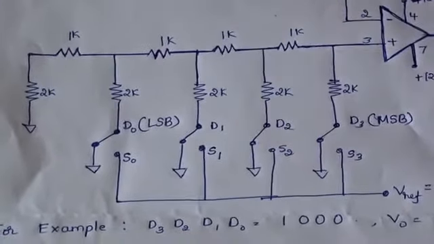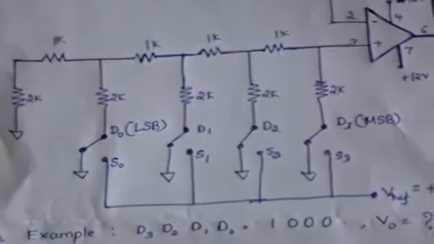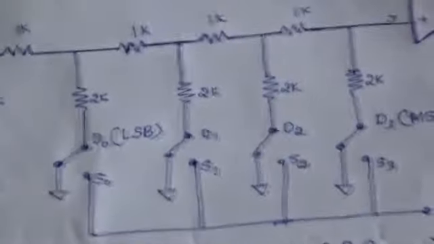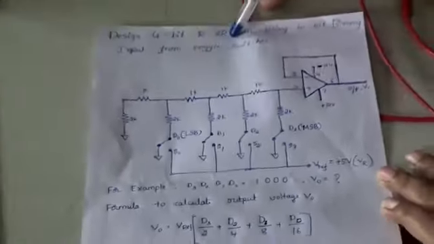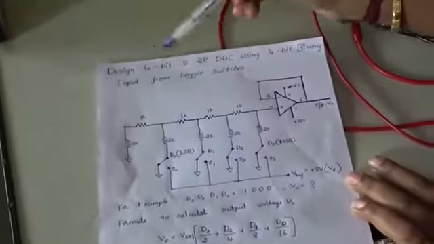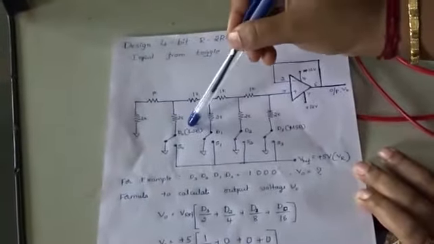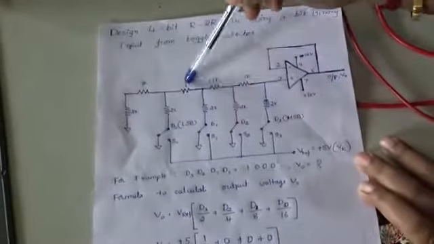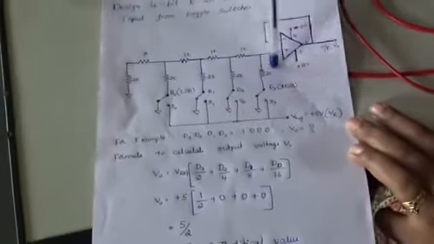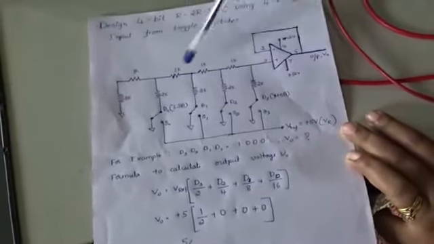So why it is known as R-2R is, if I take R as 1 kilo ohm, 2R value will be 2K. Similar to that, 4 stages of R-2R we have used here, since it is a 4-bit DAC. So this is one R-2R network, this is one more, and this is one more, and this is the last one. So altogether it is a 4-bit, R-2R stage.